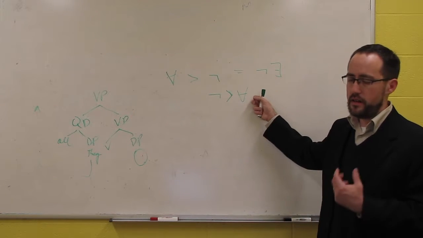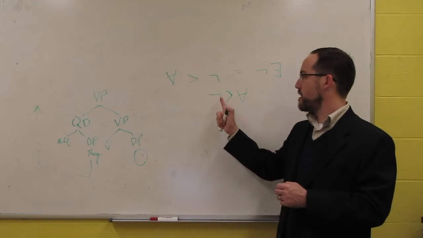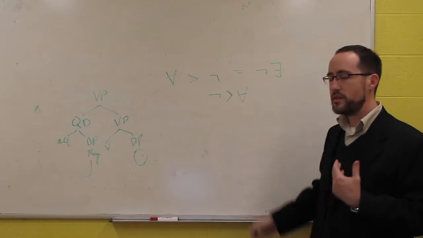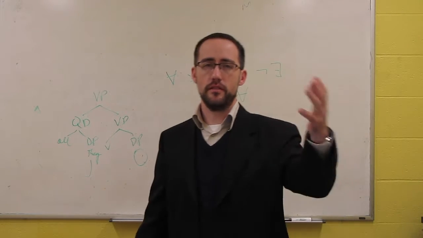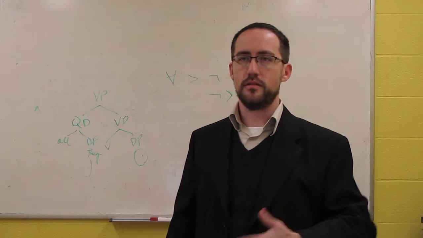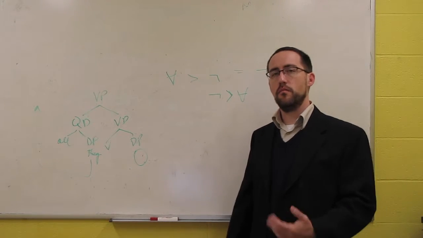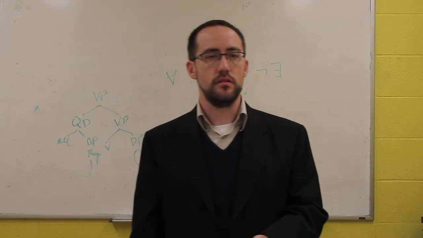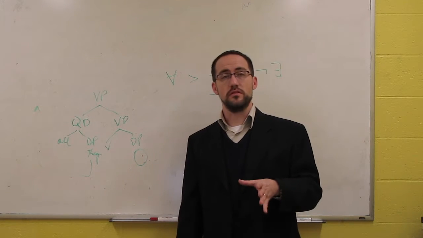But it raises a question, right? If scope is related to C command, then at LF, not has to C command every. But if every player originated above not in spec of TP, then we would have to have some kind of lowering. But we can't have lowering for independent syntactic reasons. We don't lower in the syntax, we only raise. So this has to have been originally below negation, right? And the VP internal subject hypothesis gives us a location. There's three arguments in favor of VP internal subjects, right?